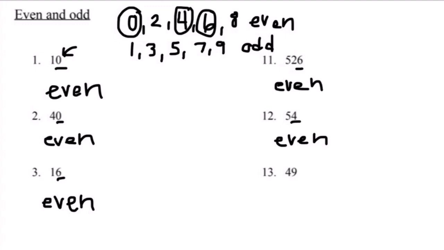They give us the number 49, and our ones value is 9, which is an odd number. Therefore, 49 as a whole is odd. To further prove this, we can try dividing 49 by 2. However, when we divide 49 by 2, we would get a decimal value of 24.5. Therefore, 49 is not divisible by 2 and is odd.